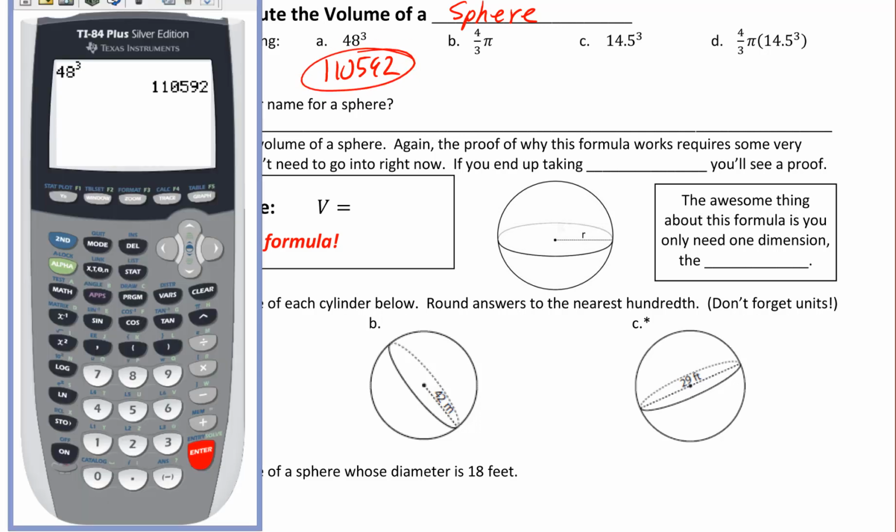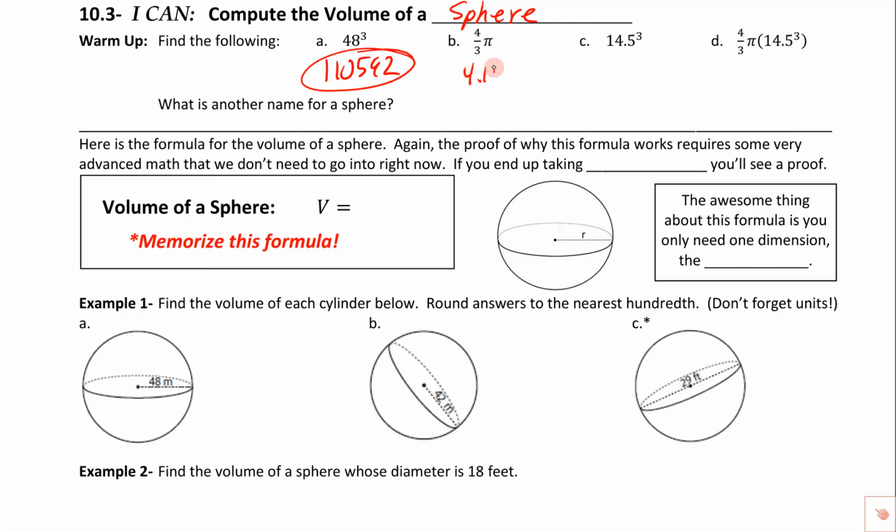Let's do the next one, 4/3 pi. Now there are two ways to do this one. I like 4 divided by 3, so there's 4/3. And then if we just hit a pi, that's going to multiply it by pi. So that's going to give us our answer of 4.188. Again, we'll round to the nearest hundredths, so that's going to be enough to bump that up. So this is going to be 4.19.